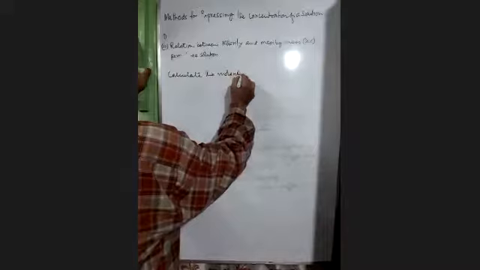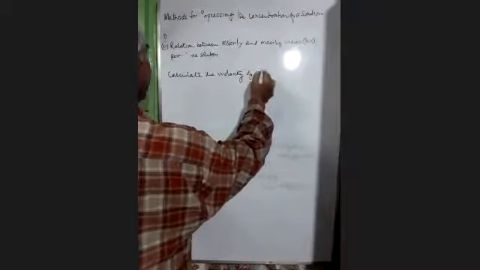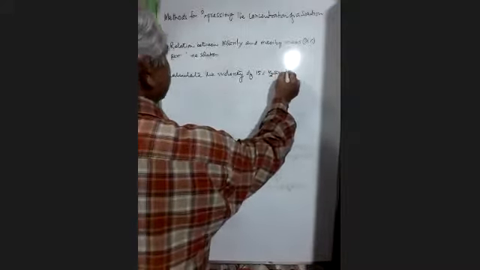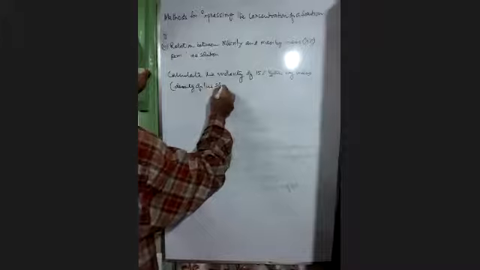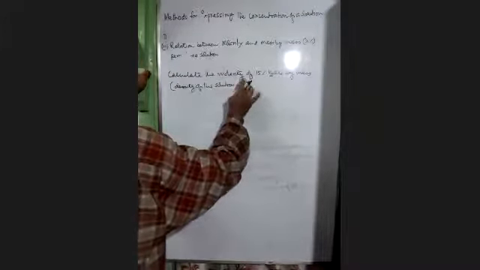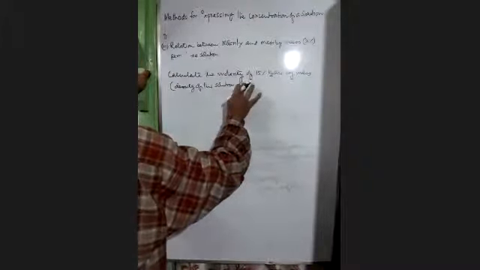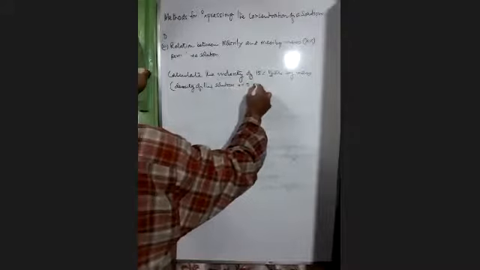So now we will do a numerical. Calculate the molarity of 15% H2SO4 by mass. Density of the solution is 1.2 gram.